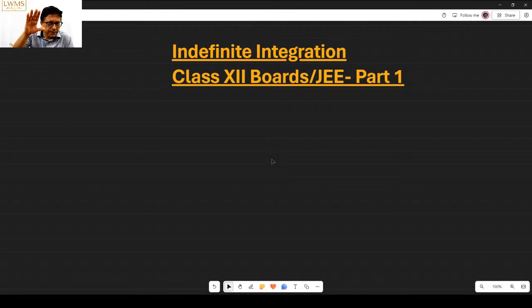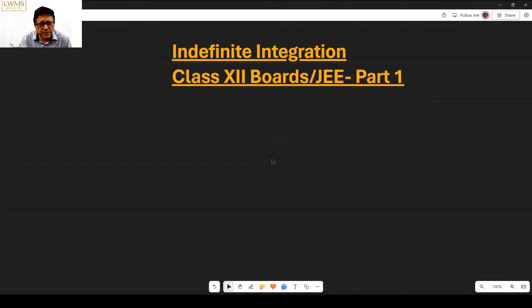Hope all of you have completed differentiation and application of differentiation from the Class 12 syllabus, preparing for JEE also from various materials, from various books.